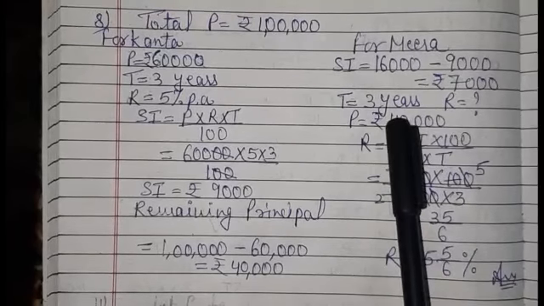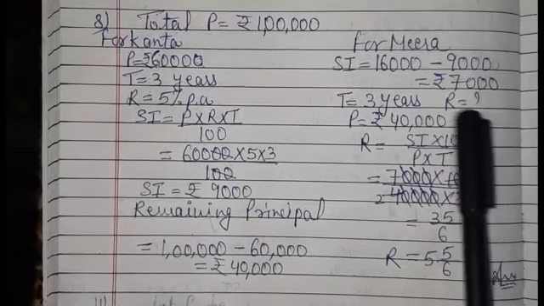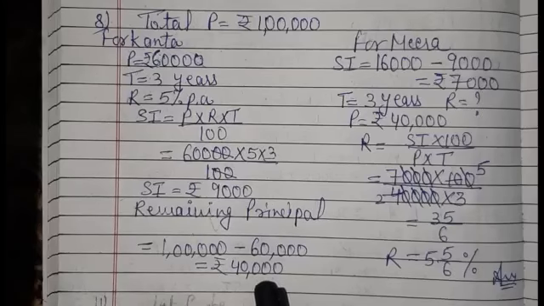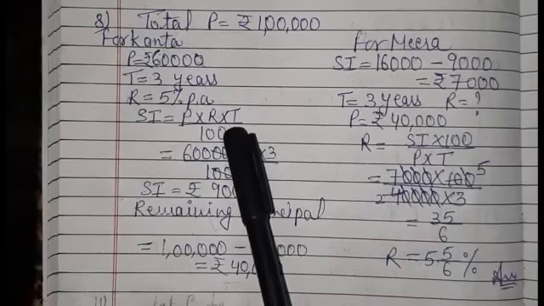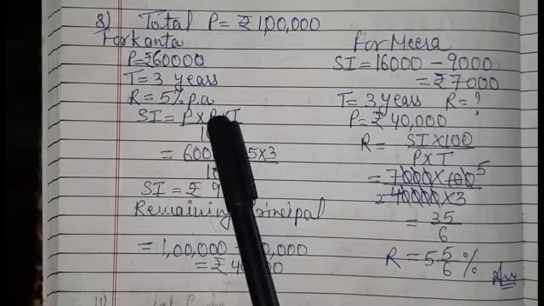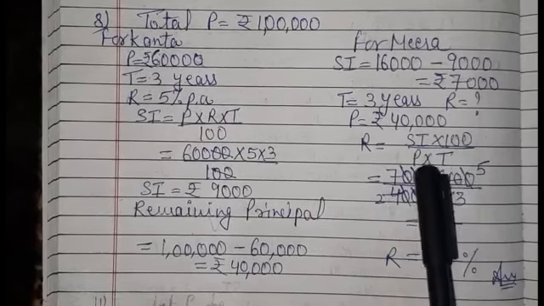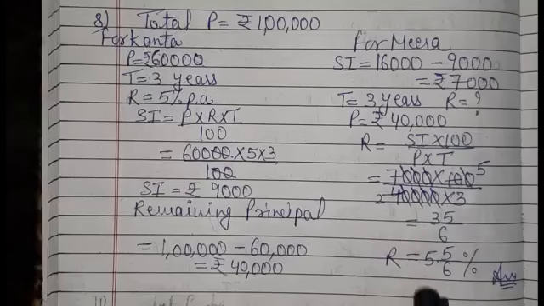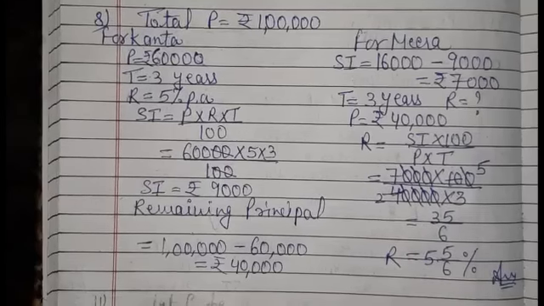Time is same. It is given in your book. Rate of interest we have to calculate, and principal we have found out as 40,000, right? Now put all these values in this formula only. Calculate R, SI into 100 upon P into T. When we put the values, rate of interest will come 5 whole 5 by 6%.